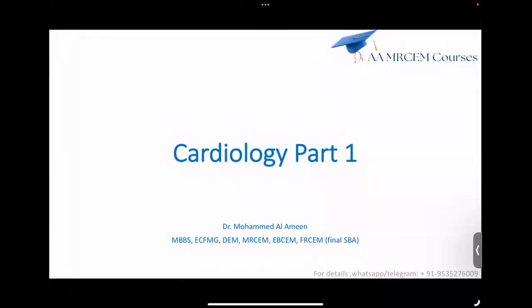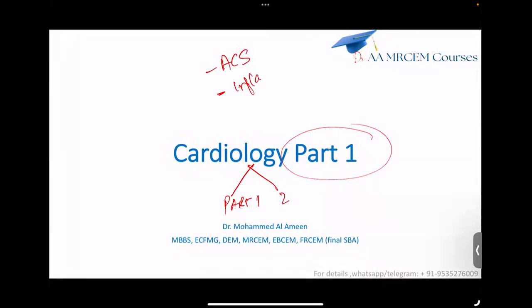So today, cardiology is basically divided into two parts, part one and part two. Today will be part one. What we'll be seeing today is ACS, that is acute coronary syndrome, the different types of ACS, the treatment, everything we'll be covering today, followed by inflammation of different parts of the heart. That includes basically pericarditis, myocarditis, and endocarditis. Once inflammation is finished, then we'll be looking at various causes for syncope, which mainly includes cardiomyopathies. Those things we'll be dealing with.